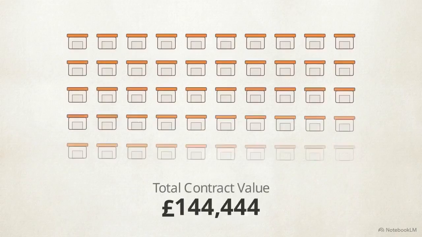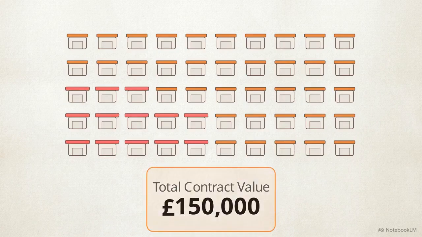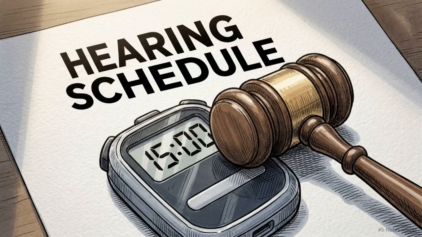The dispute centers on 13 of those roofs. The defendant, Master Builder Homes, refuses to pay any of the £150,000, alleging these specific units are defective. Your objective is to stand before a district judge and secure a summary judgment in a 15-minute window.